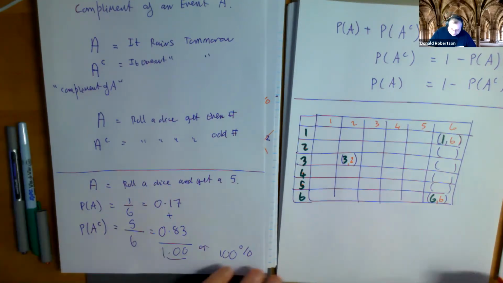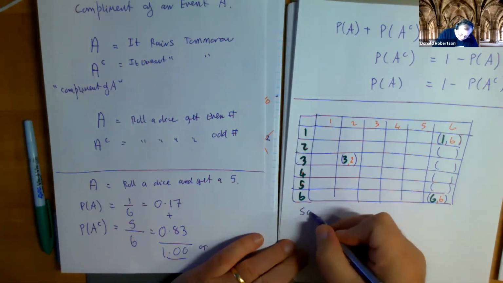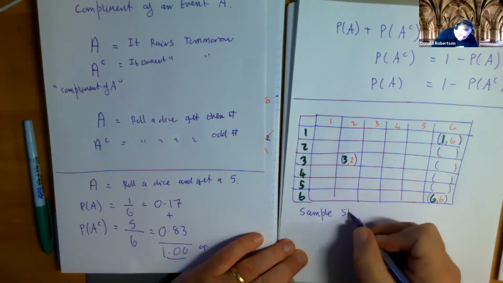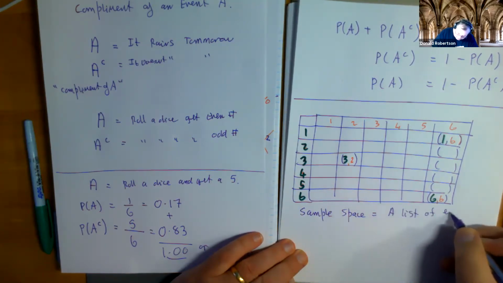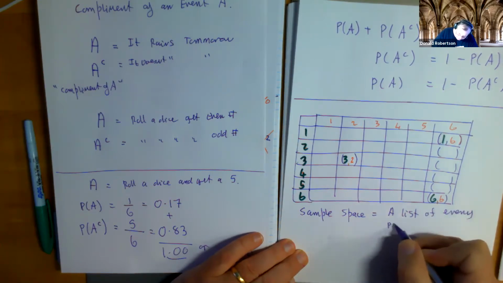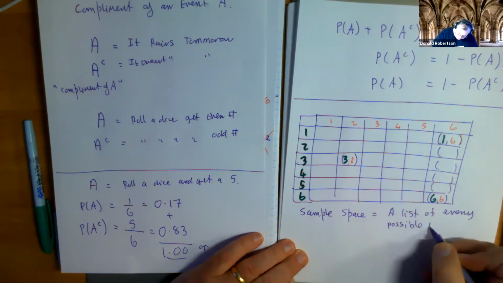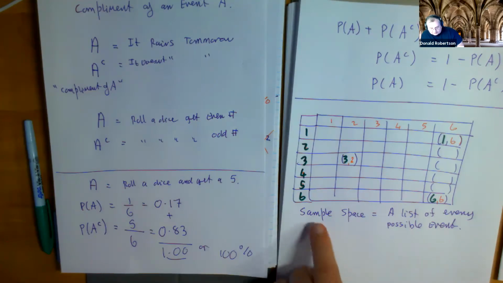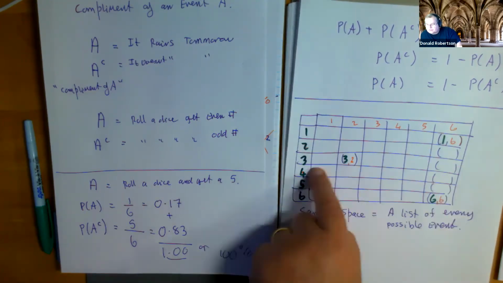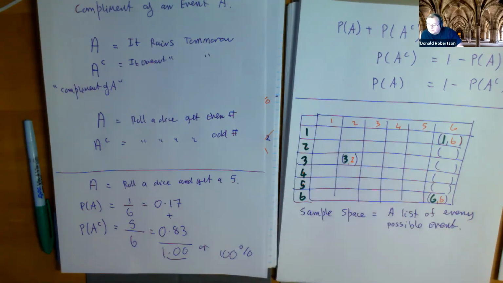So far, so good. Now, we have a thing called the sample space. And the sample space is a list of every possible event. So in this world, when you roll 2 dice, isn't the sample space 36 different things that could happen? So far, so good. 36 different things that could happen.